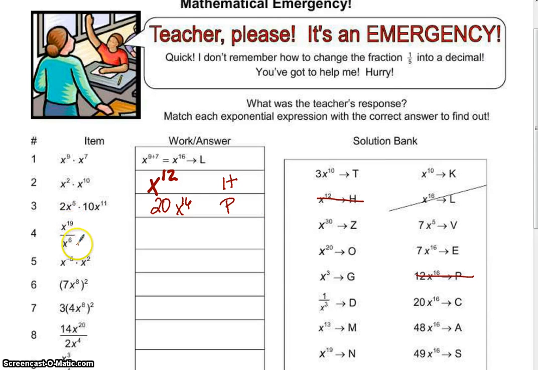X to the 19th over x to the 6th, it's a division or a fraction, so you're going to subtract. And it becomes x to the 19 minus 6, which is 13. And x to the 13th is M. X to the negative 5 times x squared is going to give you x to the negative 3. We do not want a negative exponent, so it has to move to the bottom, and it becomes 1 over x to the 3rd, which is D.